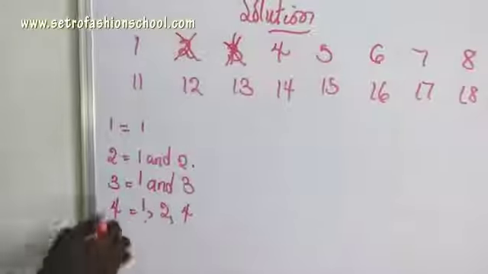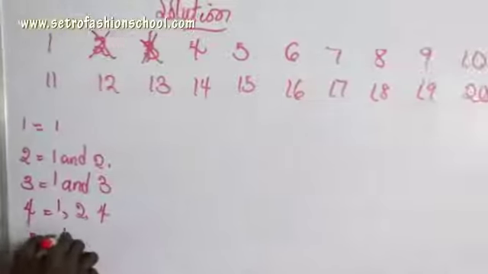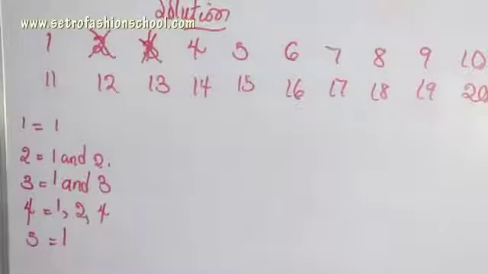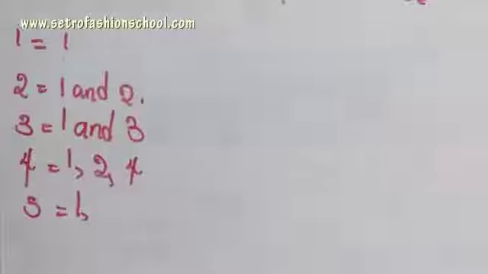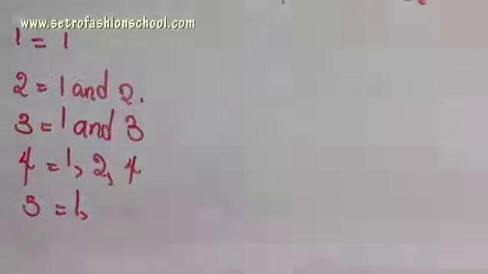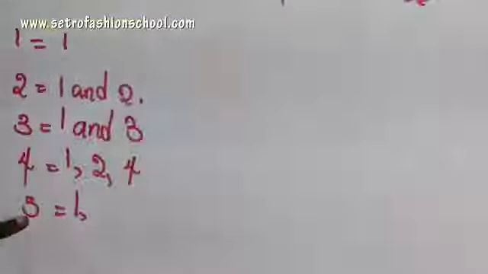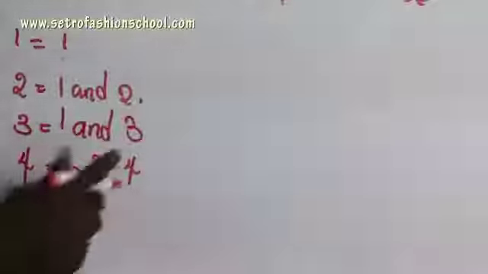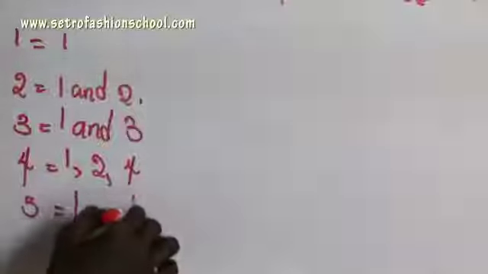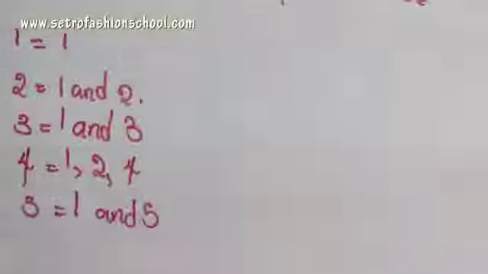Now, what of 5? 1 can divide 5 without any remainder, yes. 2 can divide 5, but it will leave a remainder of 1, so 2 is not a factor of 5. 3 can divide 5, but it will leave a remainder of 2, so 3 is not a factor of 5. Likewise, 4 can divide 5, but it will leave a remainder of 1, so 4 is not a factor of 5. Then the next factor is 5. 1 and 5 can divide 5 without any remainder, which means 5 is a prime number.